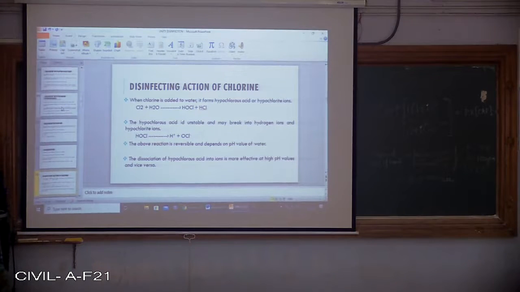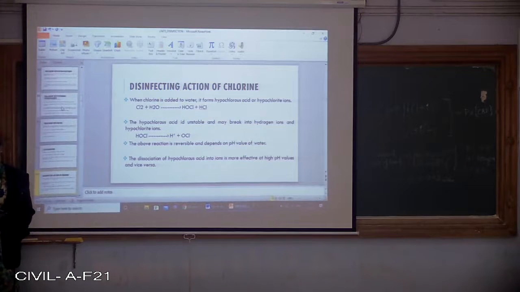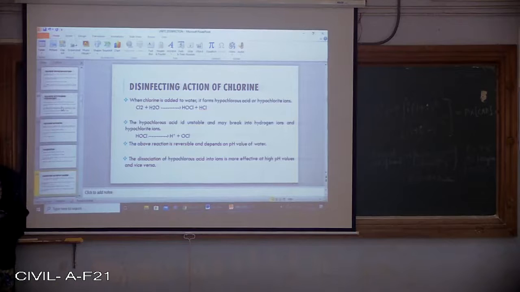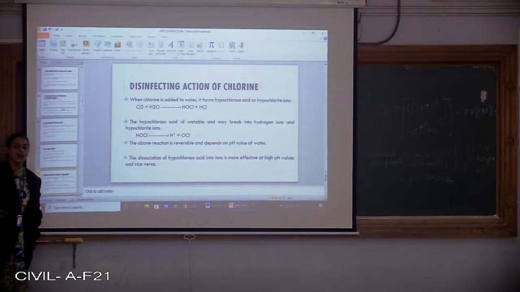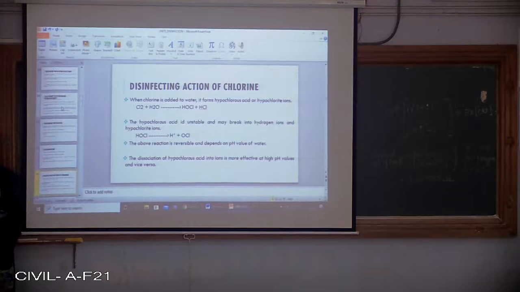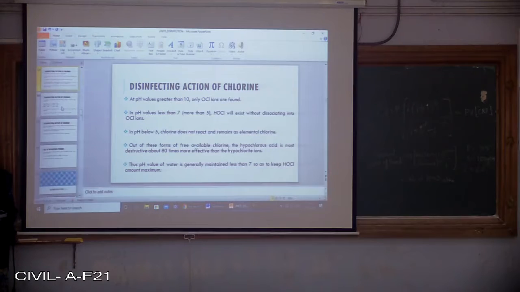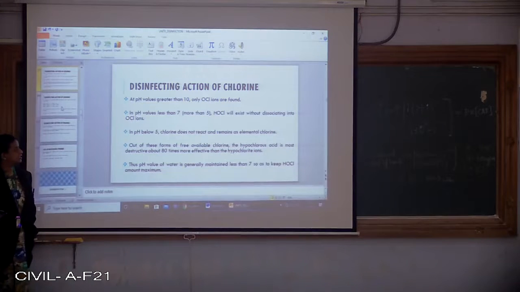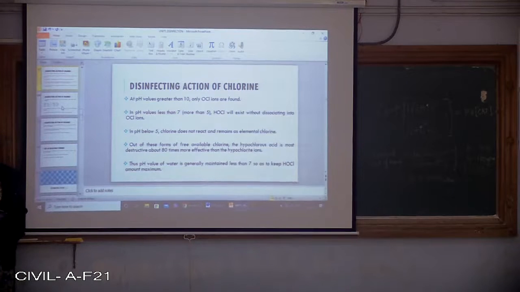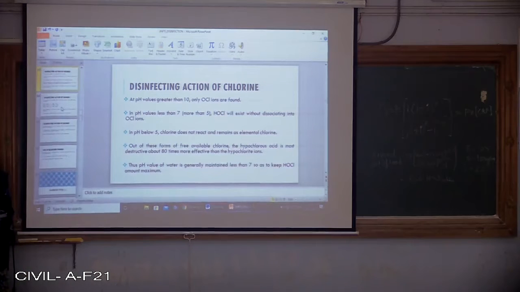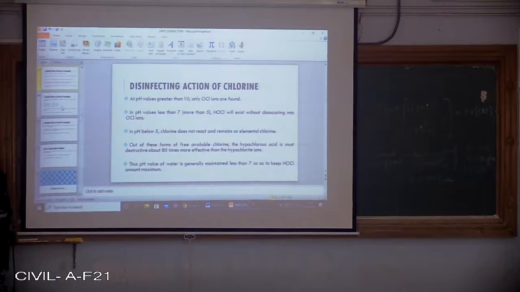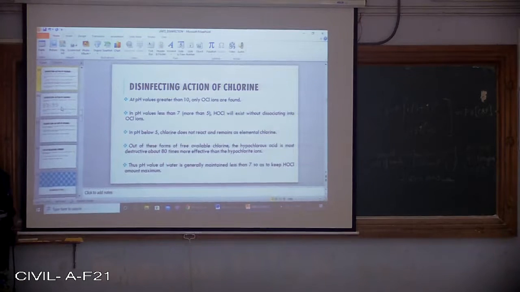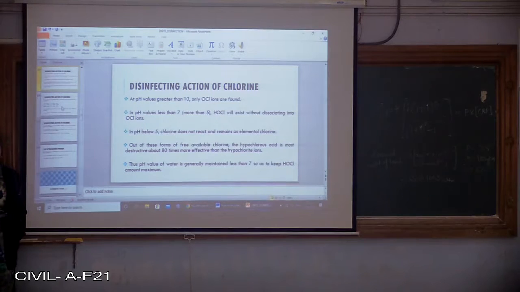So this dissociation is more effective at high pH values, meaning at an alkaline condition it is more effective, and vice versa. So for the disinfecting action of chlorine at pH values greater than 10, only OCl ions are formed. So whenever the pH of the water is greater than 10, only OCl ions are formed. At pH values less than 7, that is more than 5, HOCl will exist without dissociating into OCl ions.